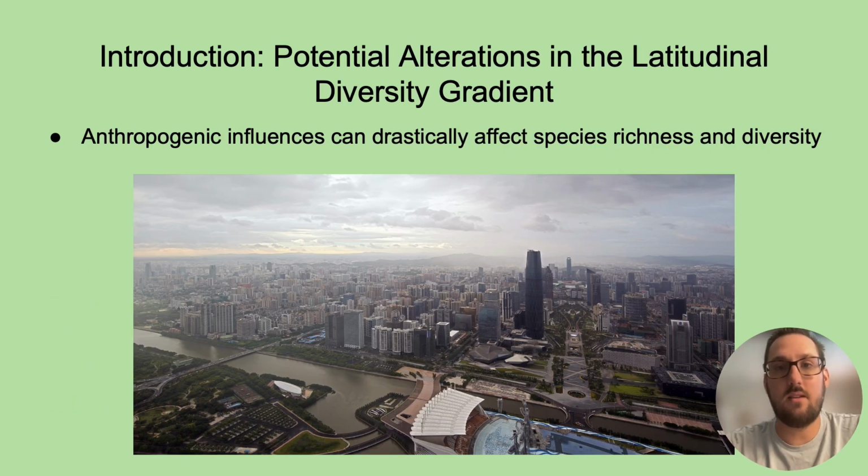Now that we've explained the latitudinal diversity gradient, let's get into potential alterations to it. Anthropogenic influences can drastically affect species richness and diversity. Some examples of anthropogenic influences include urbanization, agriculture, and recreation. These influences can result in habitat loss, fragmentation, and degradation. We will be focusing on urbanization moving forward in this presentation.